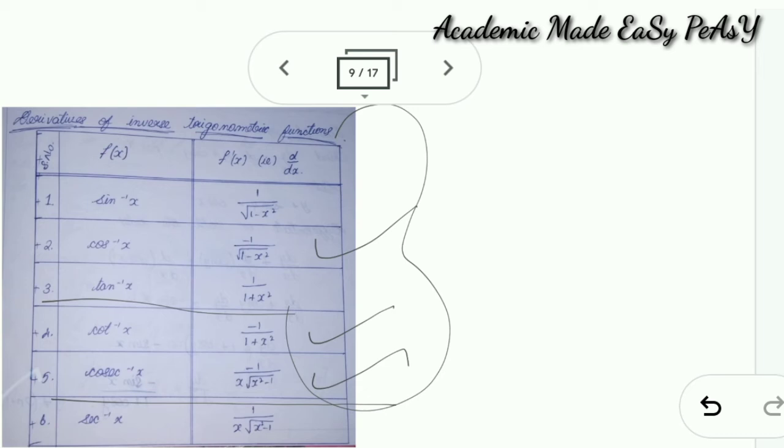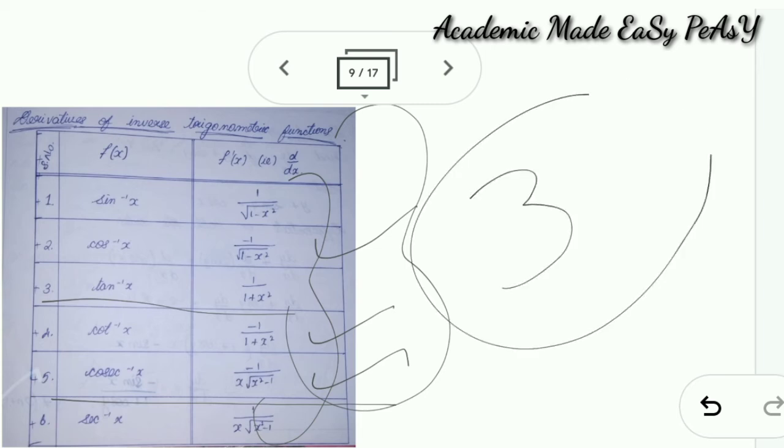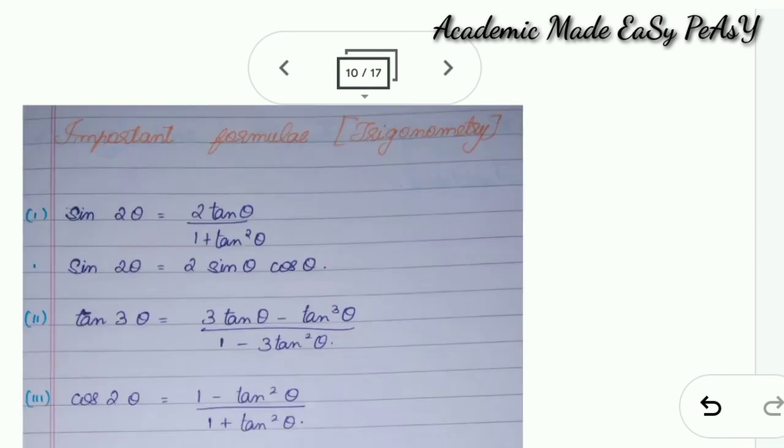These formulas are very important in order to do the third exercise of this chapter. Important formulas of trigonometry: in order to do the third exercise, you will need to know some formulas where you will be applying them, or in order to simplify, you will be using all these formulas.